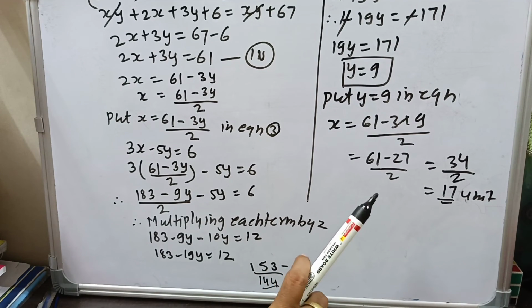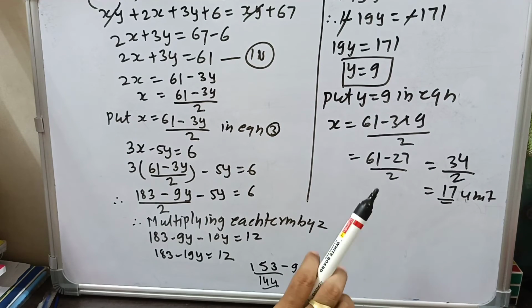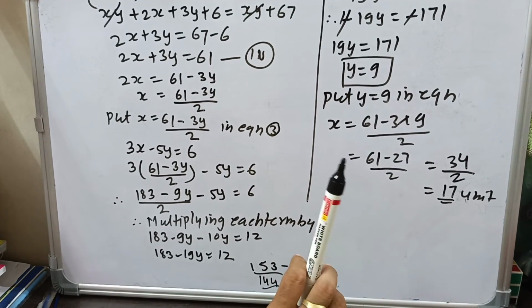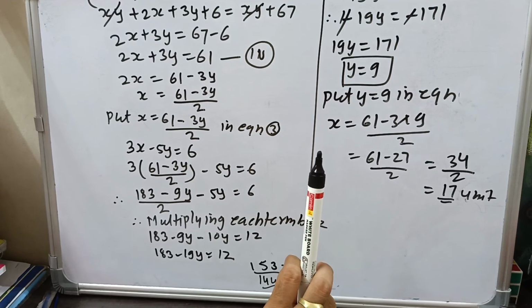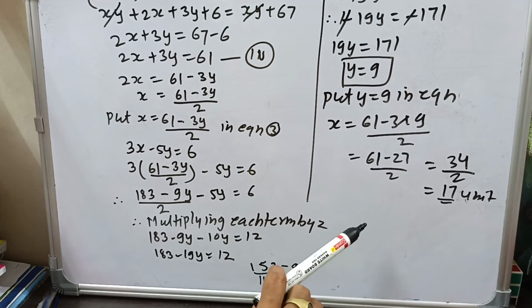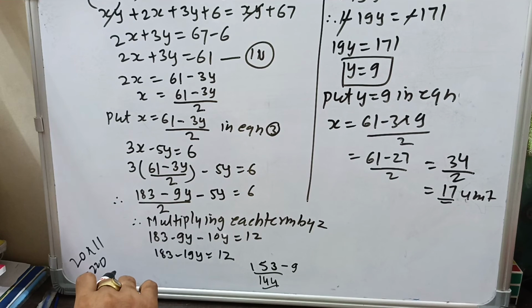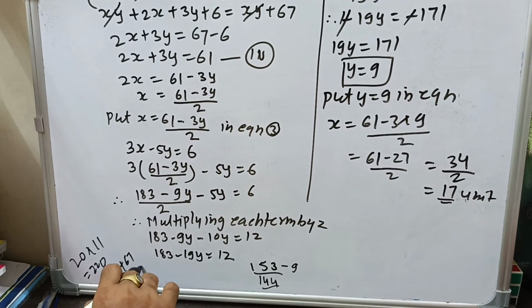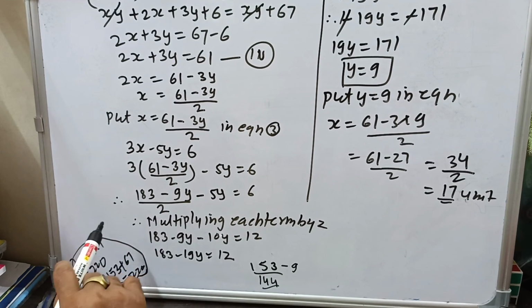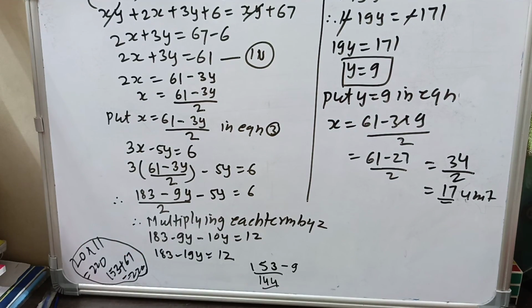Second condition: if the length is increased by 3 units, 17 plus 3 is 20, and 9 plus 2 is 11. 20 multiplied by 11 becomes 220, and 220 is nothing but 153 plus 67. If we add, it will also become 220. That means both the conditions are satisfied. These values satisfy both conditions, so our answer is right.